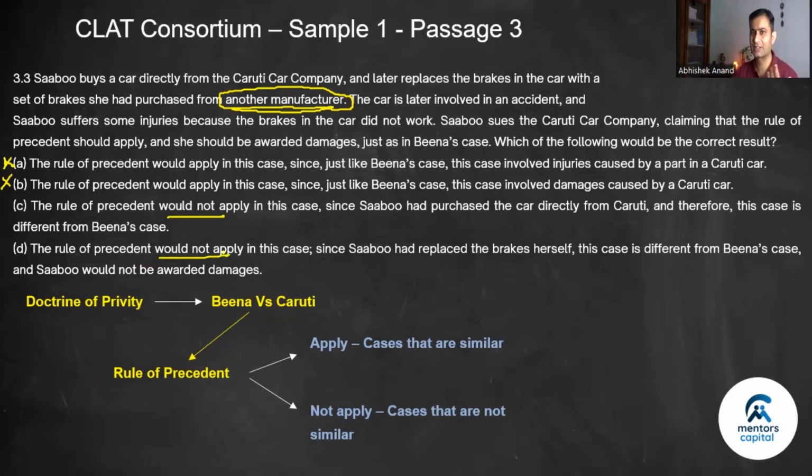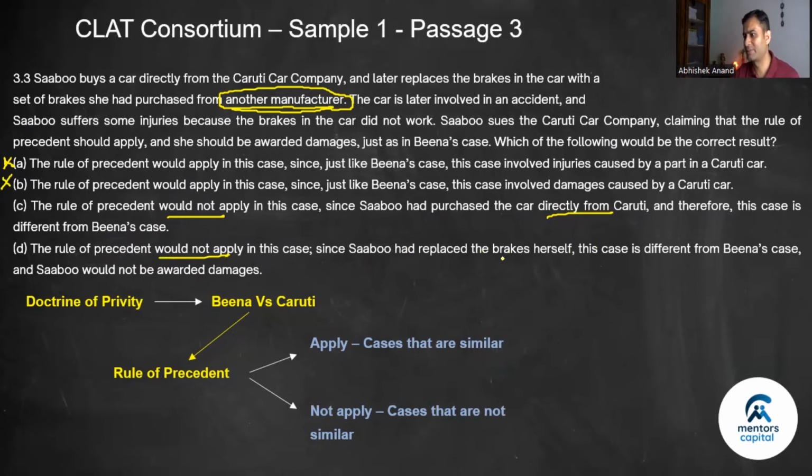Cases have to be different. That has to come out. Since Sabu had purchased the car directly from Karuti and therefore this case is different from Bina's case. Since Sabu had purchased the car directly, that does not make any difference. The rule of privity is the same: whomever you buy from, the case has to be similar. Two different cases. Okay. The rule of precedent would not apply in this case.